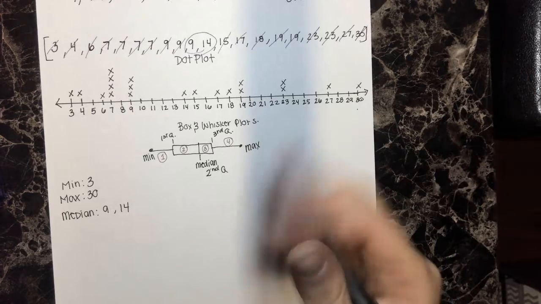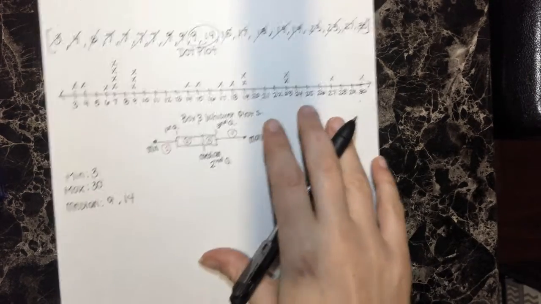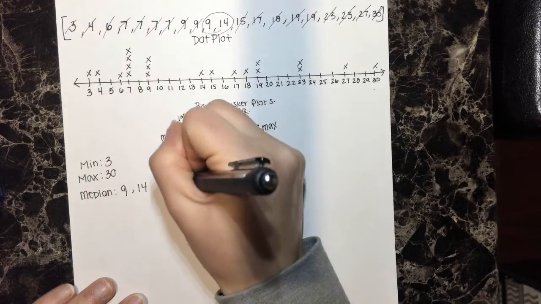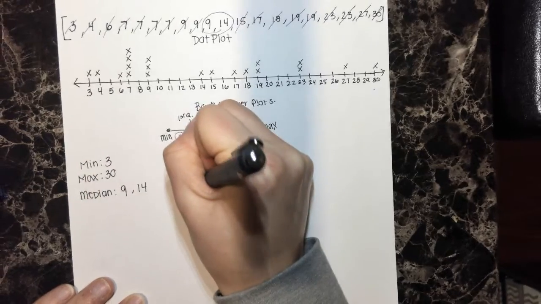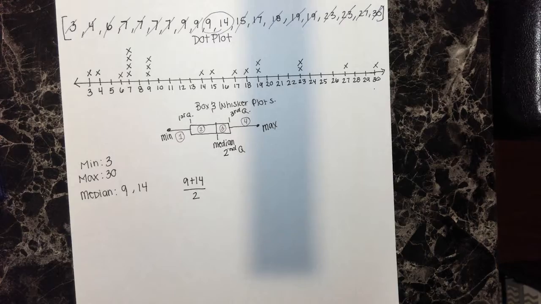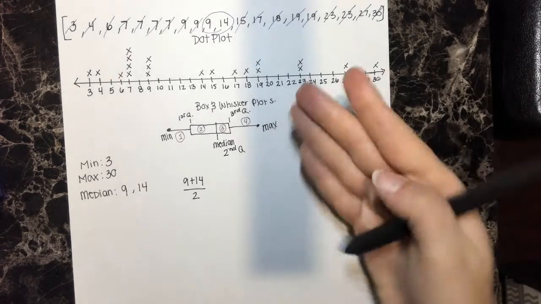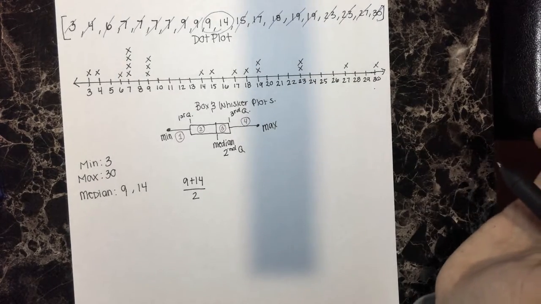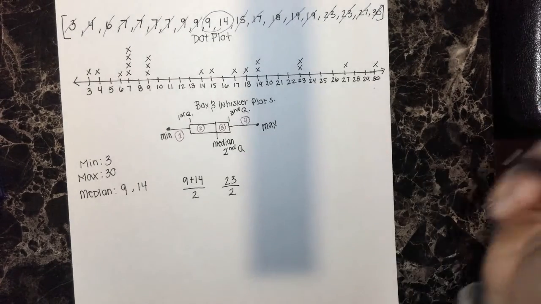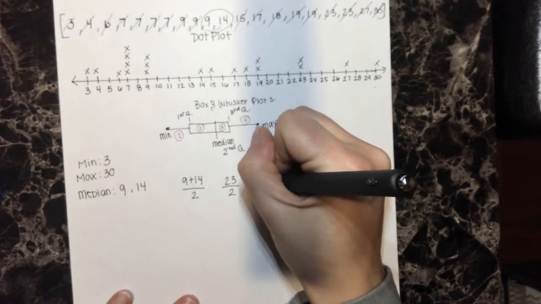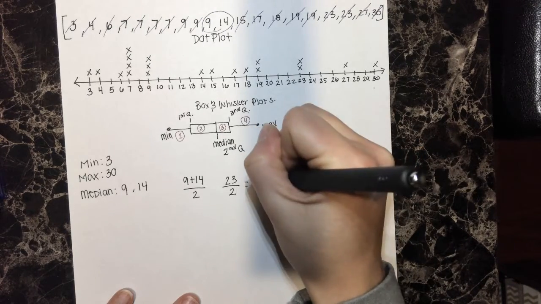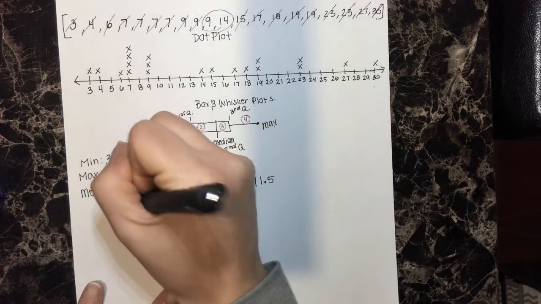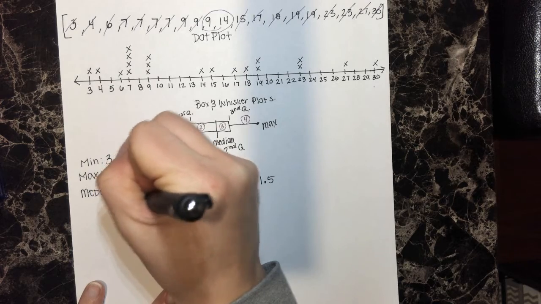Okay, now I have 2 medians. We need to find what's the middle between them. If you ever have 2 numbers, you have to add them up. So you add 9 plus 14, and then you divide by 2 to find the average between 9 and 14. When you add 9 and 14, you get 23 divided by 2. And when you do 23 divided by 2, you get 11.5. So your median would be 11.5.